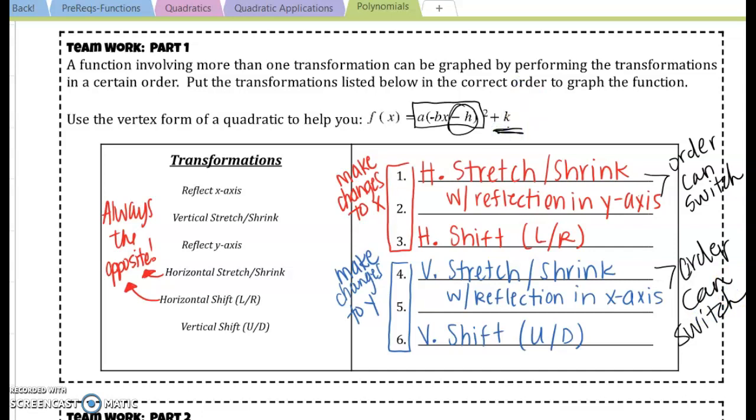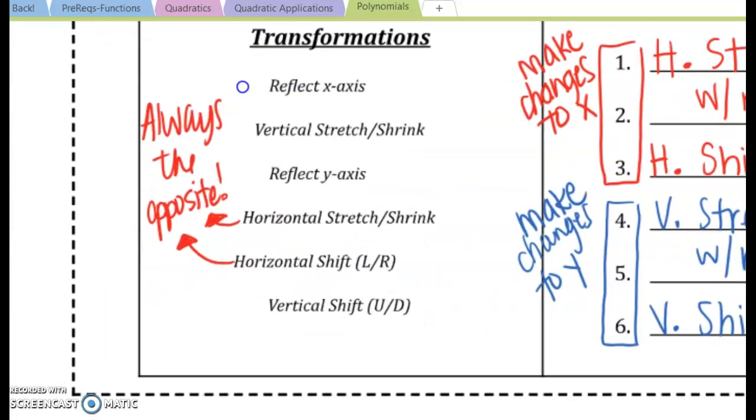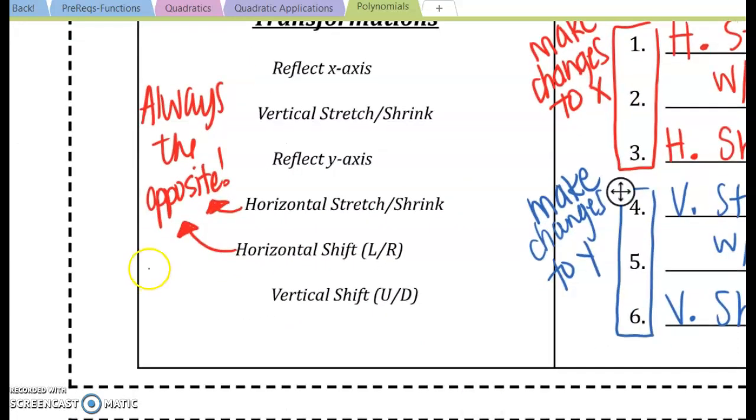A side note here on the left: you'll see that I have marked that the horizontal stretch and shrink and the horizontal shift are always the opposite. So what do I mean by that? If I had, for example, an equation that had x plus 3, this actually means to move left 3. And likewise, if I was in a square root and I had 2x here, because something is happening to the x, I'm not actually multiplying by 2, I'm going to multiply by 1/2.